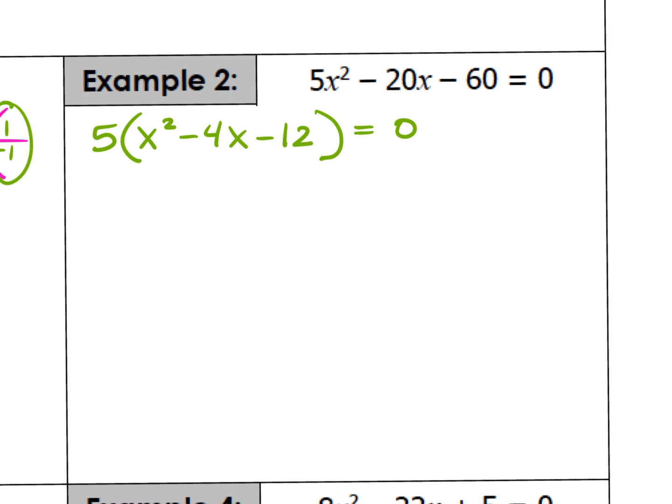Okay. Now you set up your star. What goes on top of your star? A negative 12. Your a times c, your a is 1, your c is negative 12. So 1 times negative 12 is negative 12. Your a value is 1. What's your b value? Negative 4. Okay, and then ask yourself the question, what can I multiply to get negative 12 that I can add to get negative 4?